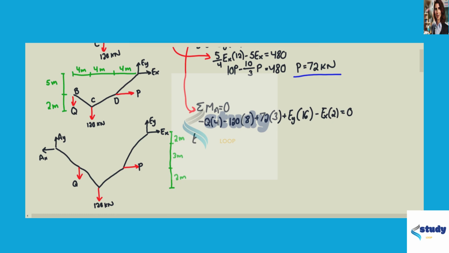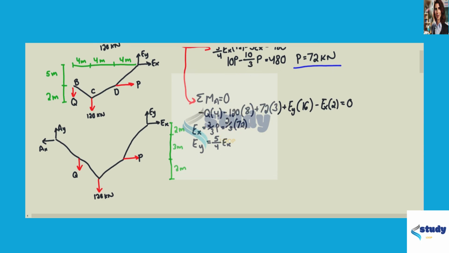I'm just going to do it by hand here. EX was 2 over 3 P, which by itself is 2 over 3 times 72, because that's what we found above. We can plug that into this equation. EY was 5 over 4 EX. Once we plug both these equations back in here and solve down, we are ready to solve for Q.